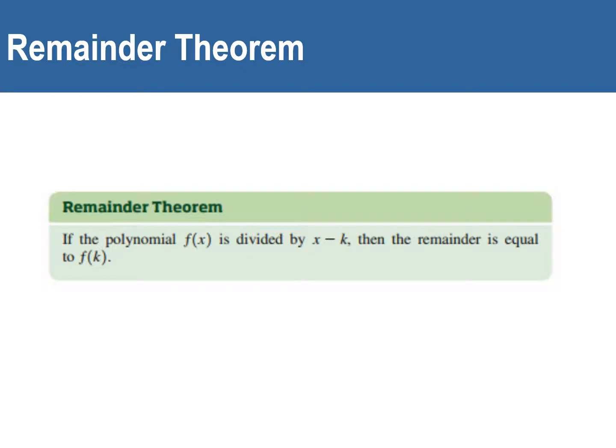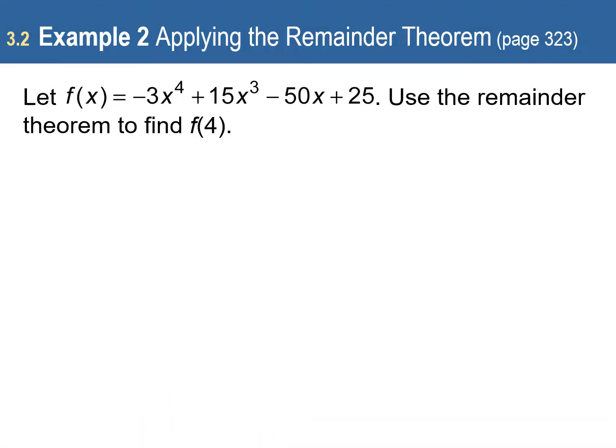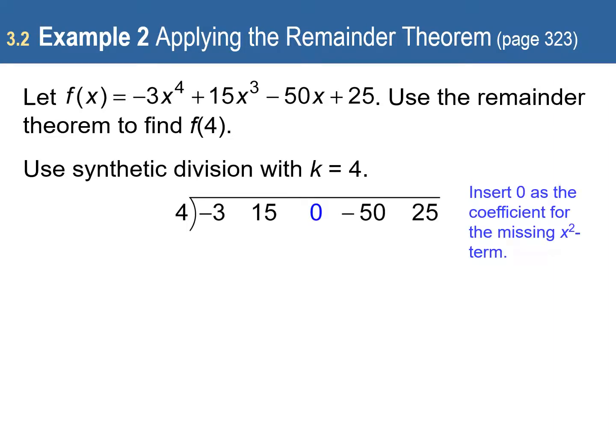Now the remainder theorem states that if a polynomial is divided by x minus k, the remainder is equal to f of k. So let's use the remainder theorem to find f of 4. You will be asked to do these on the test. You must use the remainder theorem. You cannot just stuff 4 into the equation. You will get no points for that. So we want to use synthetic division.